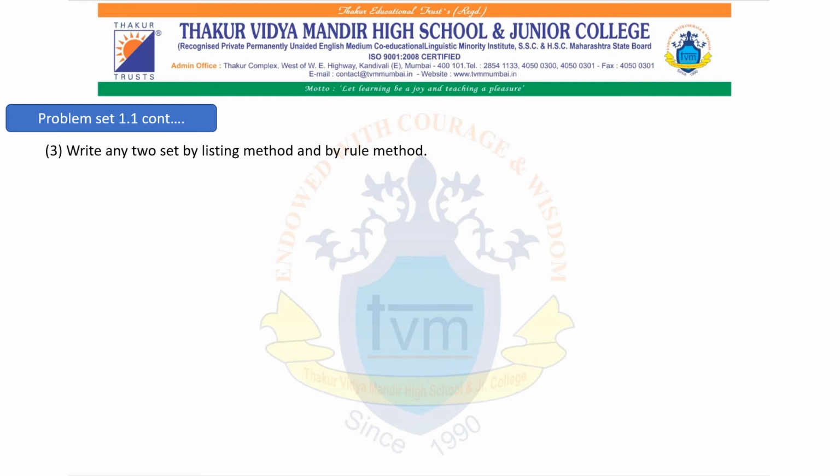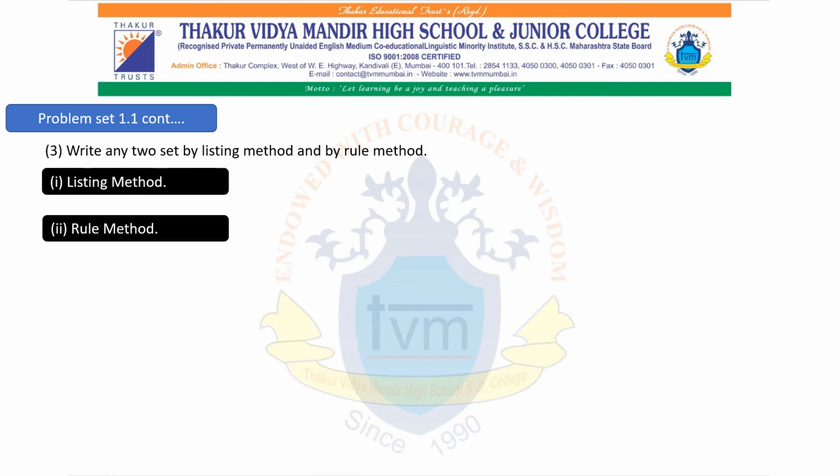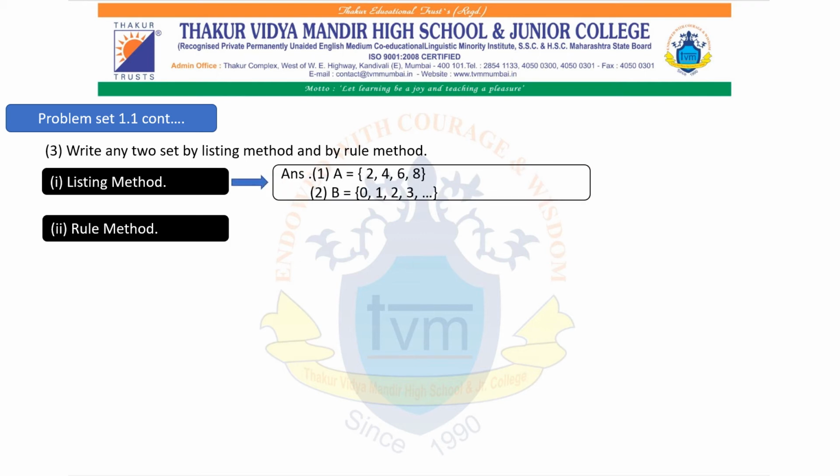Question number 3. Write any two sets by listing method or by rule method. First, for listing method, A is a set of 2, 4, 6, 8. And second example, B is a set of 0, 1, 2, 3, dot dot dot.